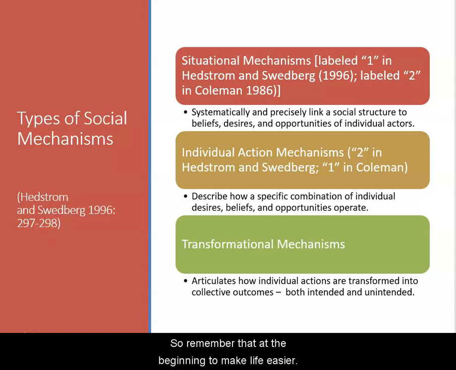So remember that at the beginning, to make life easy and to facilitate a deeper level understanding of social mechanisms, we are beginning with only the first type, situational mechanisms, that precisely link social structure via meso-level groups or organizations to beliefs, desires, and opportunities of individual actors. That is, these situational mechanisms constrain or provide opportunities. They shape, typically through socialization, the beliefs and desires of the individual actors.